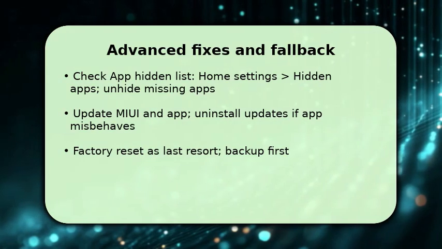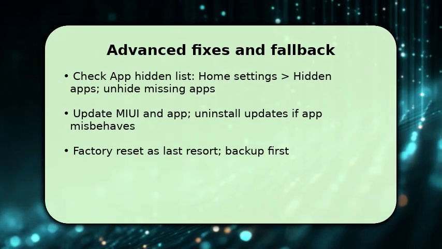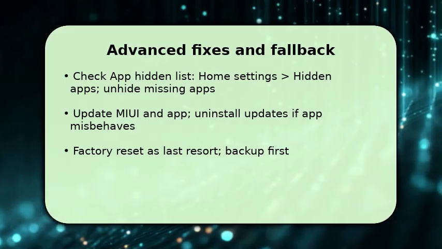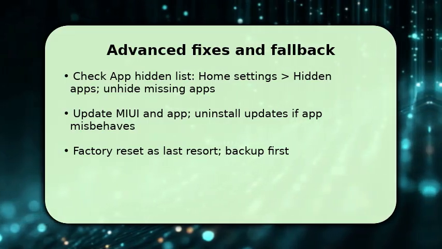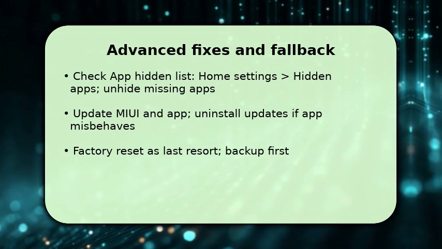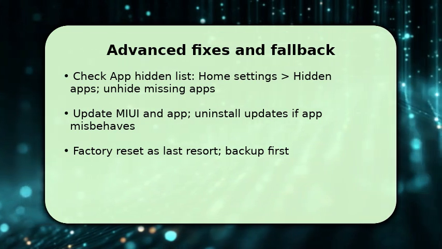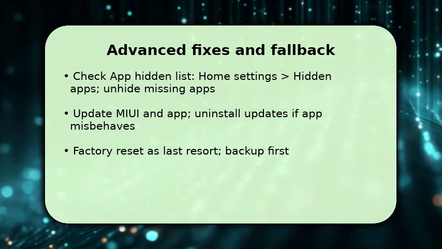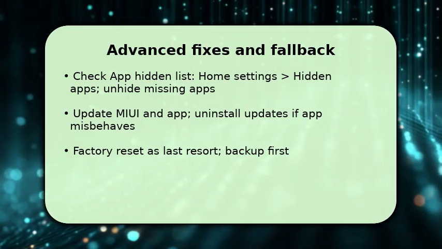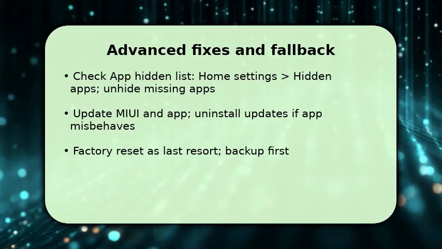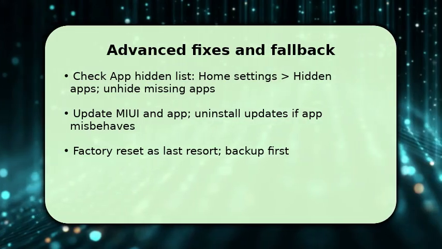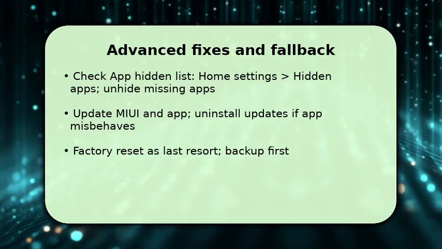For final fixes, inspect home settings for a hidden app list and unhide anything missing. This is a common MIUI quirk. Make sure both the app and MIUI system are updated. If a recent update broke visibility, uninstall app updates or roll back launcher updates. If problems persist, backup data and consider a factory reset as the last resort, only after backups.